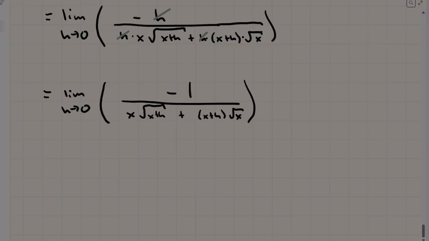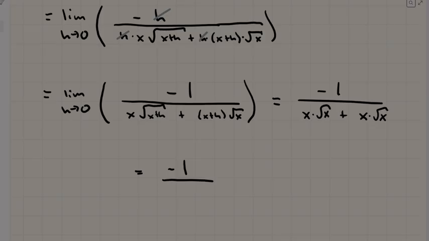All right, what happens when h equals 0 there? Negative 1. The denominator then, we got x times the square root of x plus 0. And then we got x plus 0 times the square root of x. Those are actually the same. So then this turns into negative 1 over 2x times the square root of x.